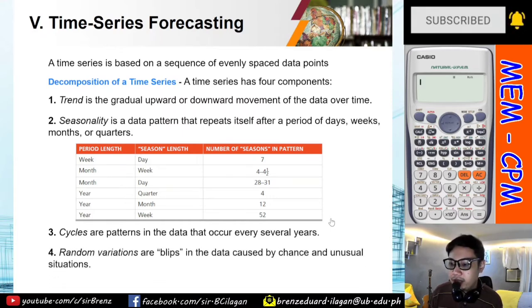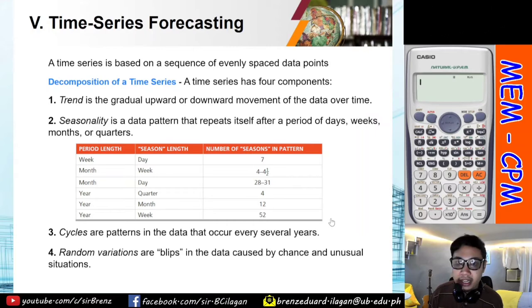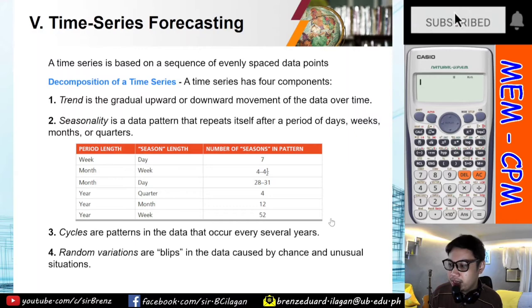And last, we have what we call random variation. So, ano ba yung random variation? These are blips in the data caused by chance and unusual situations. They follow no discernible pattern, so they cannot be predicted.